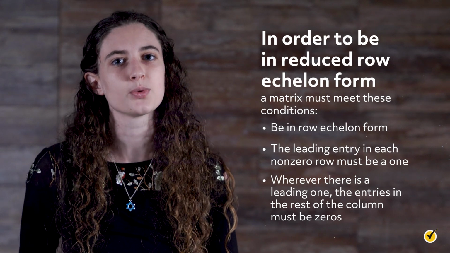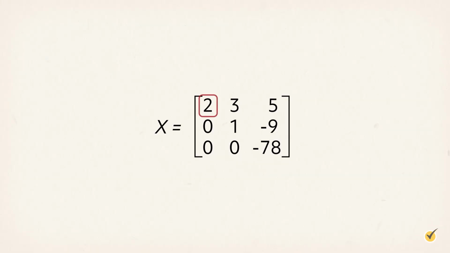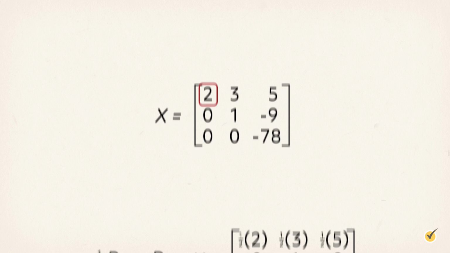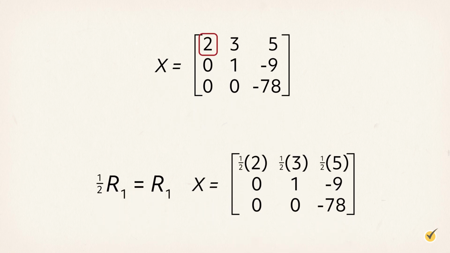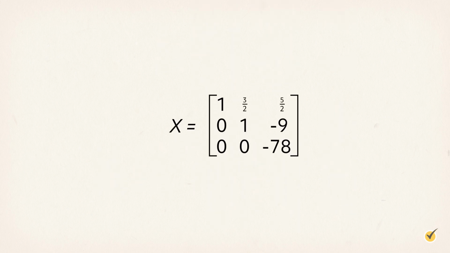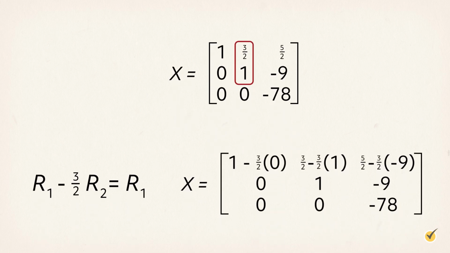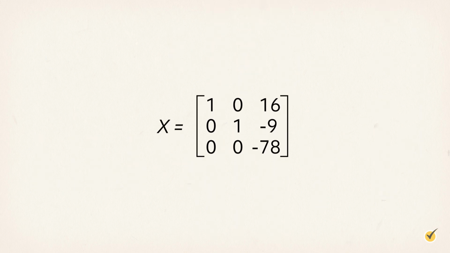Let's pick up with X where we left off. First, I need to turn that 2 into a 1. 1/2 R1 equals R1. The first column looks good. Now to column 2. I need to use the 1 to turn the 3/2 above it into a 0. R1 minus 3/2 R2 equals R1. Now columns 1 and 2 look good.